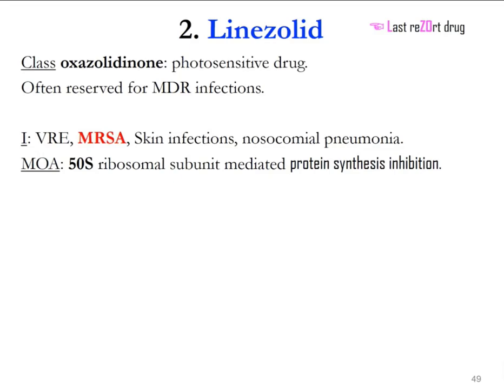Then linezolid. This is a last resort drug. Why I just put last resort is it's easy to remember. So that is the mnemonic I remember. You don't go for it as a first line, and if a patient walks in from the community with CAP and is very healthy, it's not a serious sickness, you don't give that. It is from a different class. It is not a cell wall synthesis inhibitor.